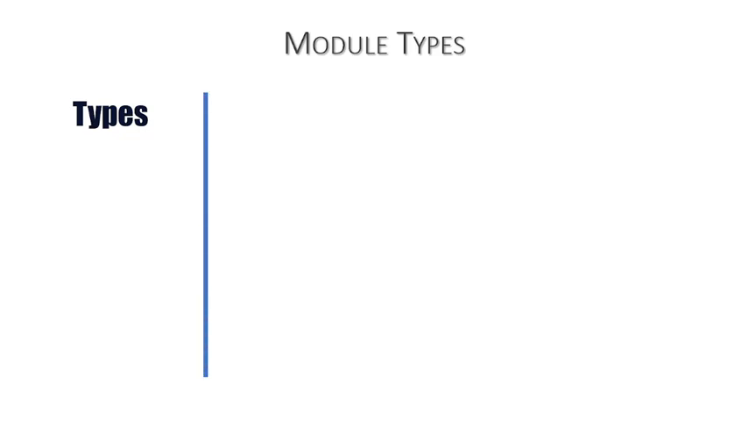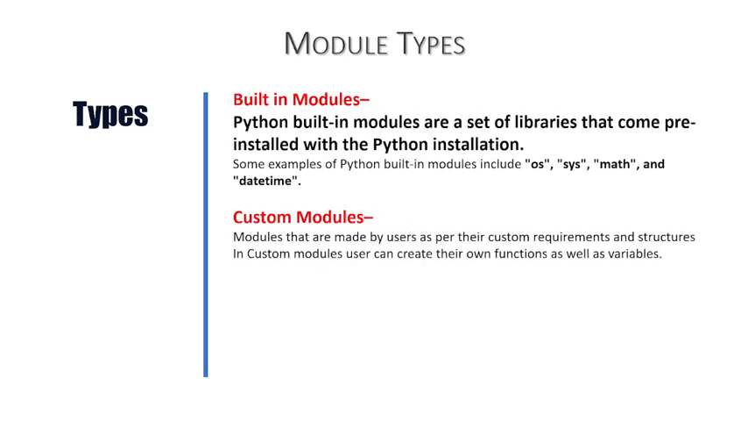Now the question comes, what are the different types of modules? There are basically two types of modules. One is built-in modules that are automatically built into the Python framework, and we have to include them in our program or the code we are going to write. Some examples are modules like os, sys, math, and datetime.